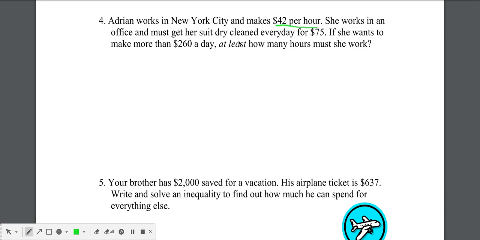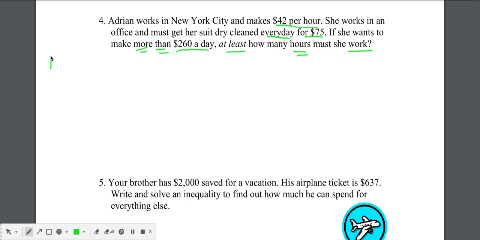She works at an office, doesn't matter. Must get her suit dry cleaned. Okay, so there's an expense. $75 every day. Sort of crazy that you would get a dry cleaning on your suit every single day, but okay. If she wants to make more than, here's some key words. You know it's going to be an inequality. It needs to be more than $260 a day. And so what's the at least number of hours? How many is the minimum number of hours that you would need to work each day?